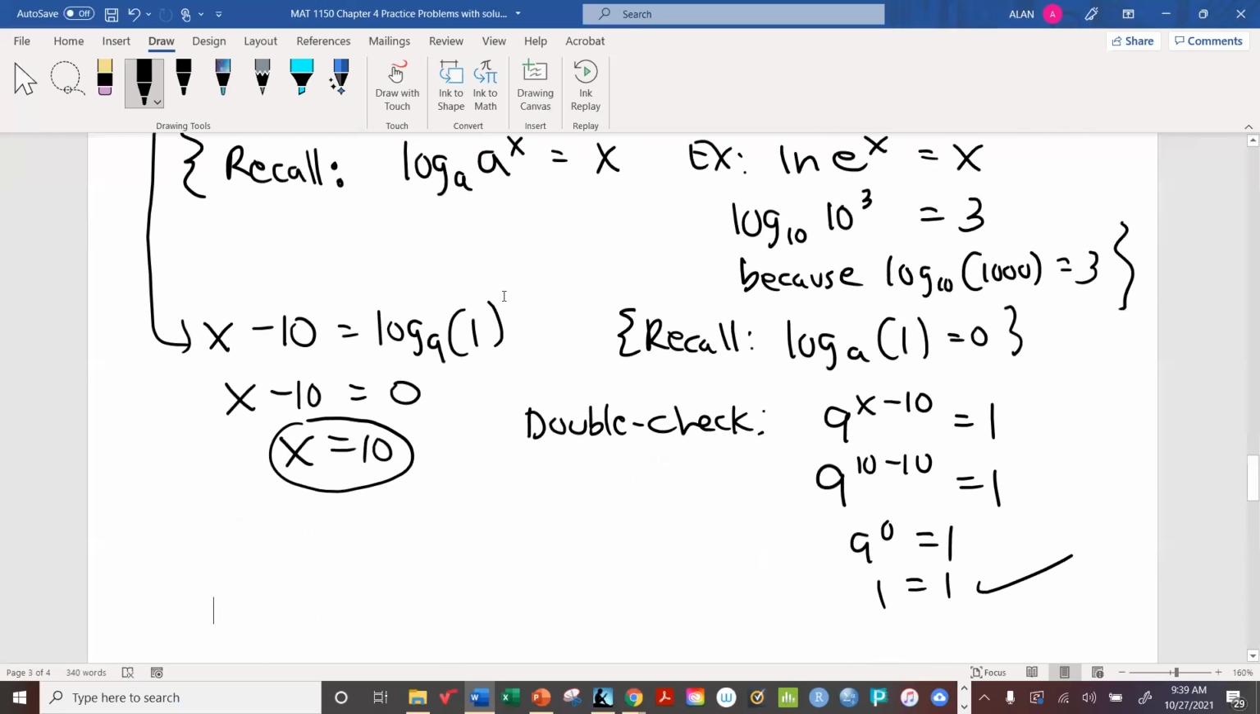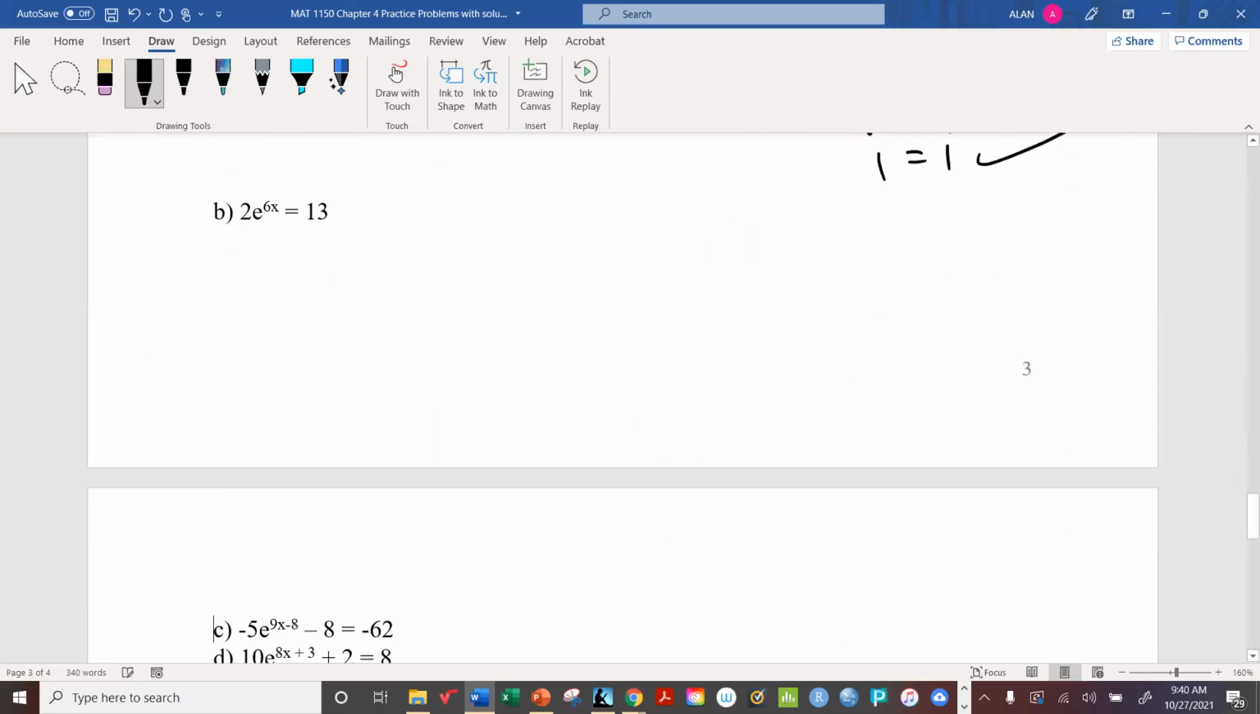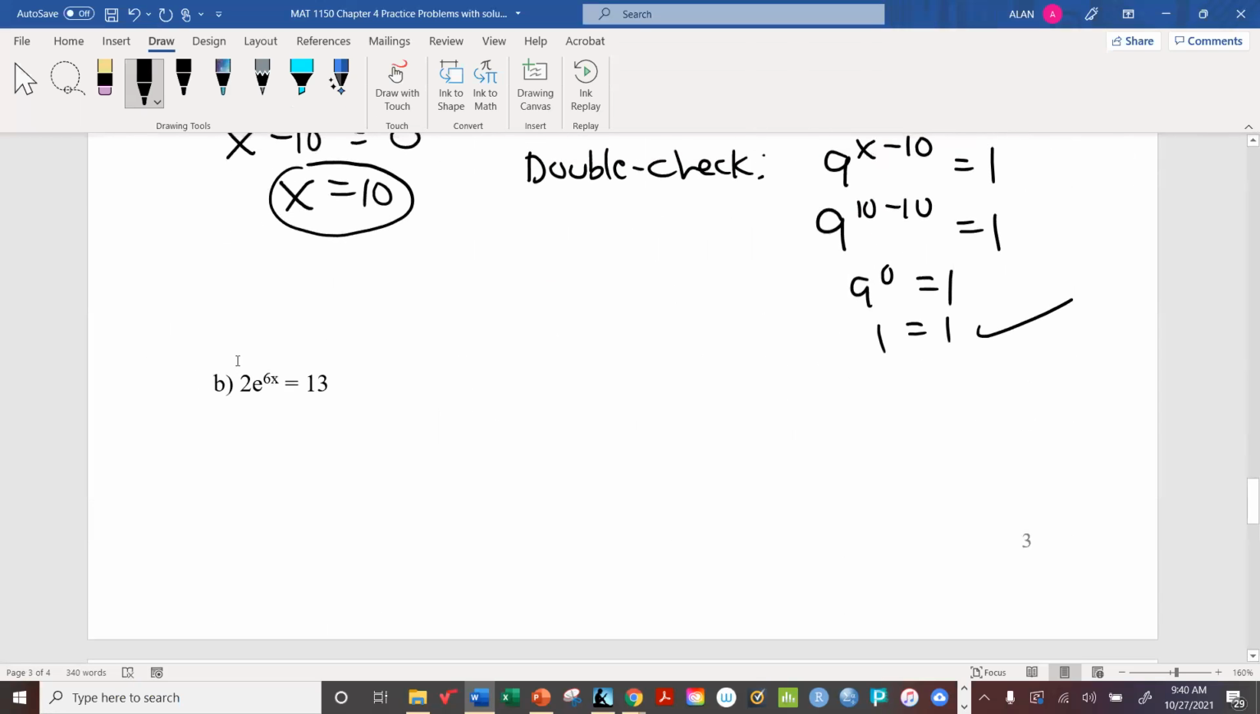All right, so let's try B. Well, now I think you're getting the idea. Now remember, this is e to the x, all right? So here's what we're going to do. We're going to take the natural log of both sides of this equation. And by doing so, we'll not change anything.